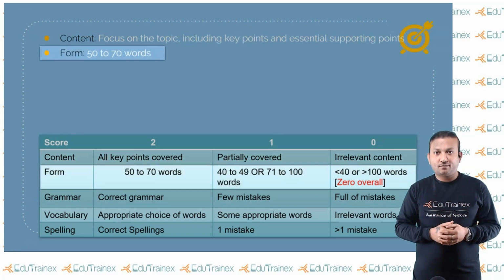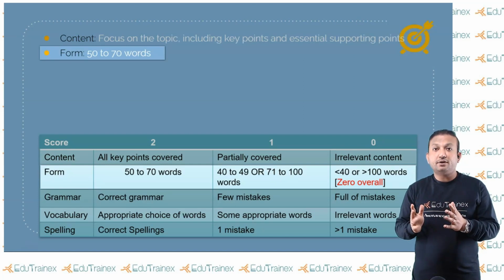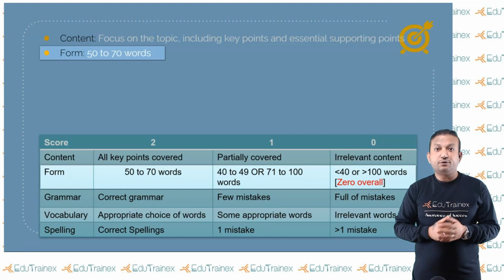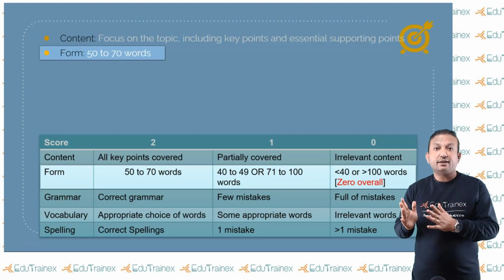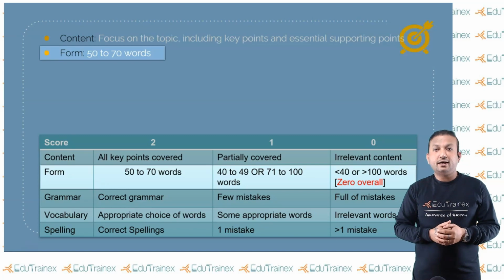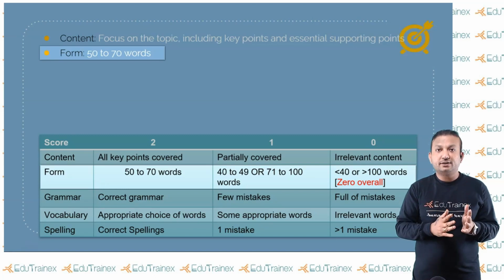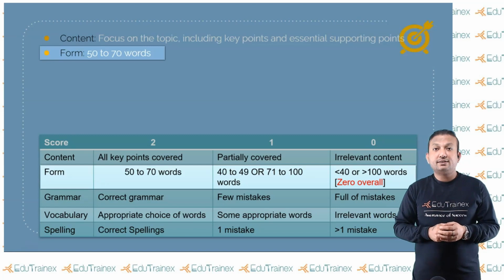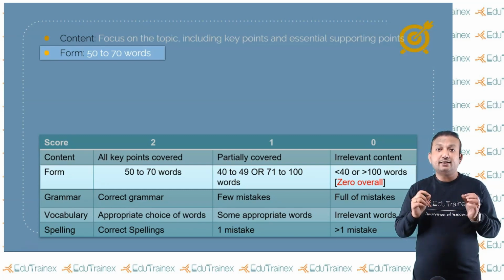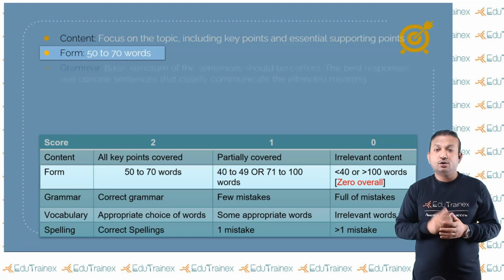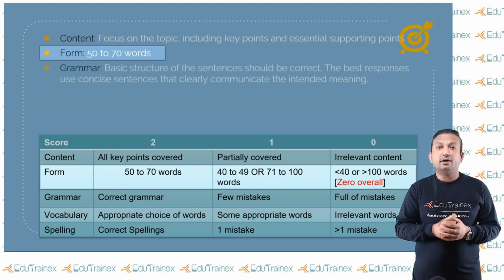Number 2 is form, which actually measures the length of your response. So if you write between 50 to 70 words, you get 2 points. Responses between 40 to 49 and 71 to 100 will only get you 1 point. And if your summary contains fewer than 40 words or more than 100 words, you will receive an entire 0 for this response, because this response will not be checked by the PTE algorithm as you are violating the length parameter. You can also check this on the official PTE website, and this information is 100% accurate. So never try to go beyond or below the word limit.